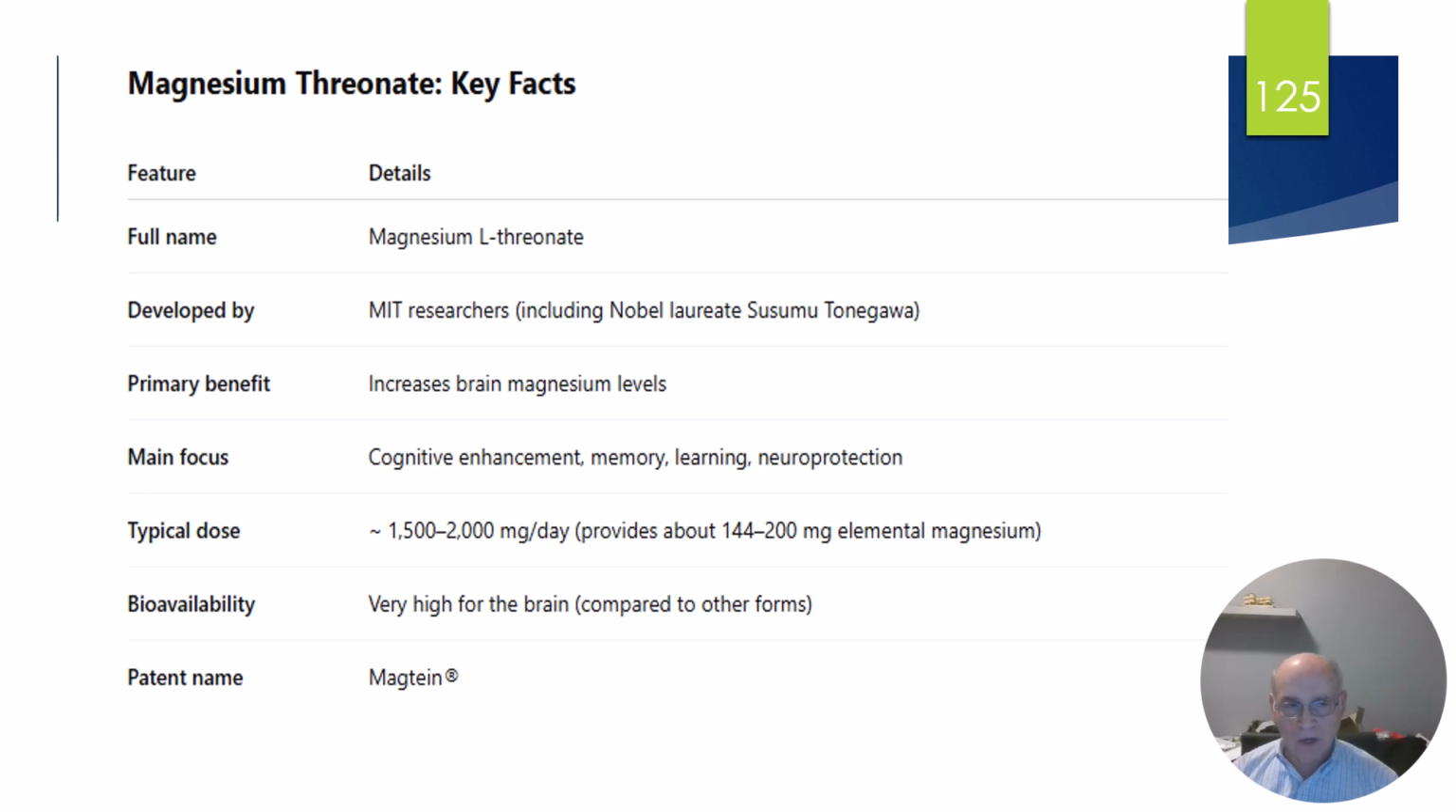So magnesium threonate, the full name is magnesium L-threonate. It was developed at MIT. Its primary benefit is it increases brain magnesium levels. Its main focus is cognitive enhancement. The typical dose is, as I said, 144 to 200. Most supplements are 144 milligrams of elemental magnesium. Bioavailability, it's very high for the brain, and the patent name is Magtein.